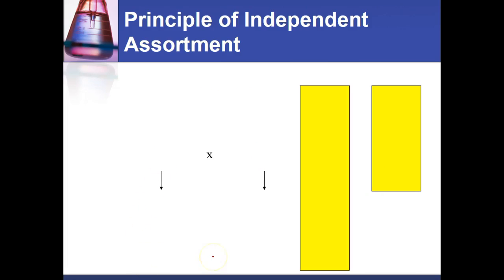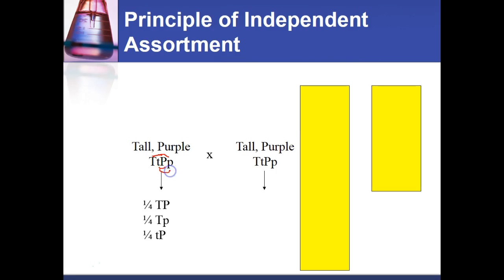A little more extensive example would be when we take 2 of those tall purple plants we just produced in the F1, and now we cross a tall purple heterozygous plant with a tall purple heterozygous plant. Notice that we are heterozygous for both the T gene and the P gene. We're going to find our gametes by FOILing. First would be big T, big P. Outside would be big T, little p. Inside would be little t, big P. And last would be little t, little p.